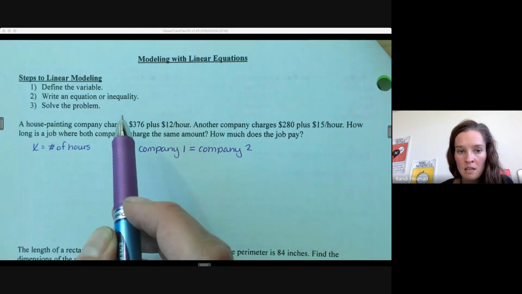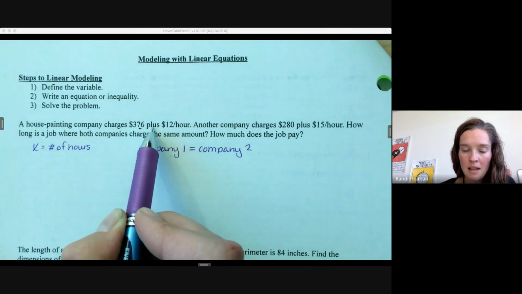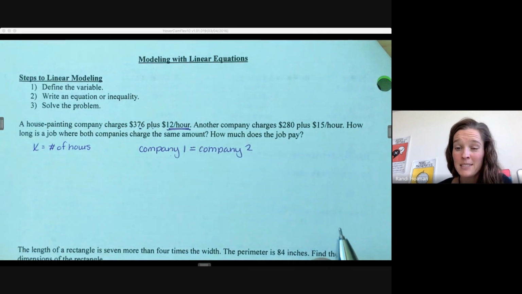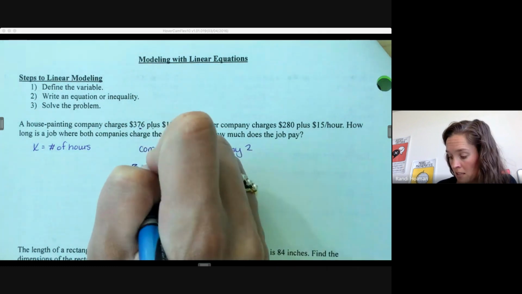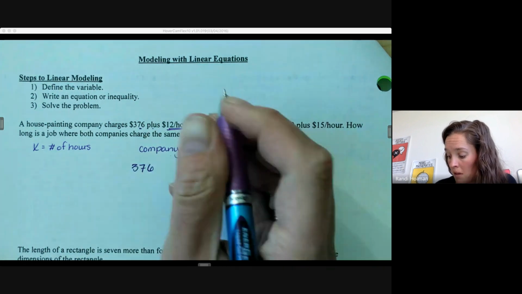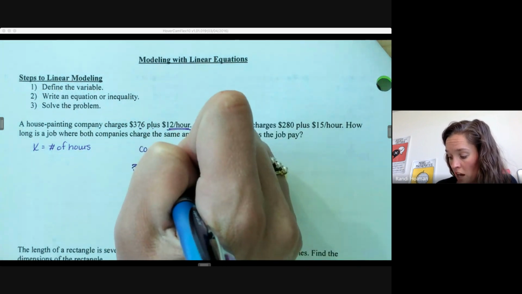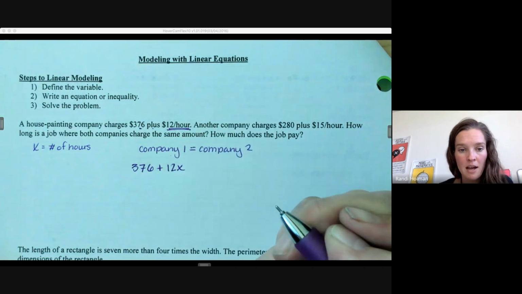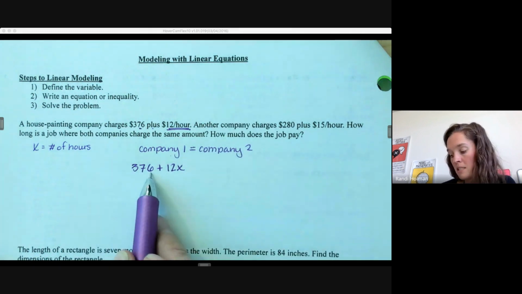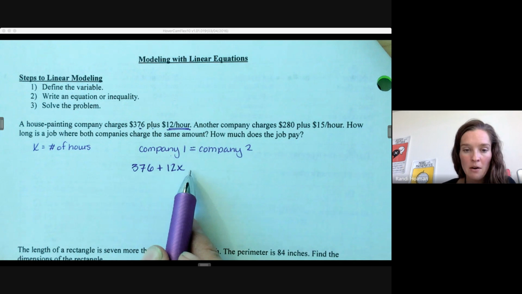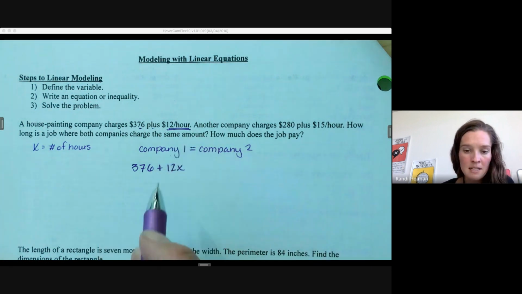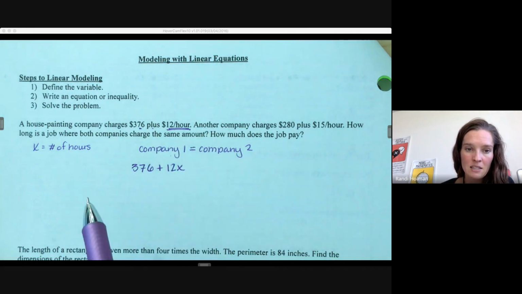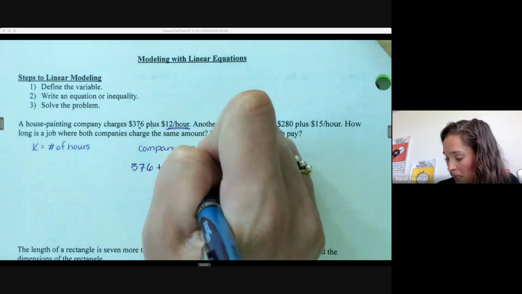So for company one, they charge $376 plus $12 per hour. Anytime we have this rate here, that's something that's going to be changing. So that 376 is constant plus $12 for each hour. So to figure out that cost, we're going to take the 12 times the number of hours, which is our x. So that's company one. We have $376 plus that additional $12 per hour. If you're not sure about this part, pick some hours, plug it in, see what you're doing. Every time you're taking that 12 and you're multiplying it by the number of hours and adding that to the 376. Okay, we want that to be equal to company two.